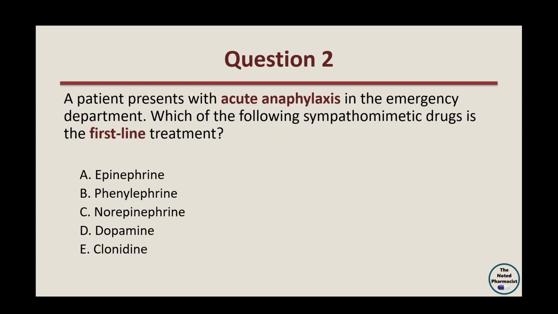Question 2. A patient presents with acute anaphylaxis in the emergency department. Which of the following sympathomimetic drugs is the first-line treatment? Option A, epinephrine. Option B, phenylephrine. Option C, norepinephrine. Option D, dopamine. Option E, clonidine.